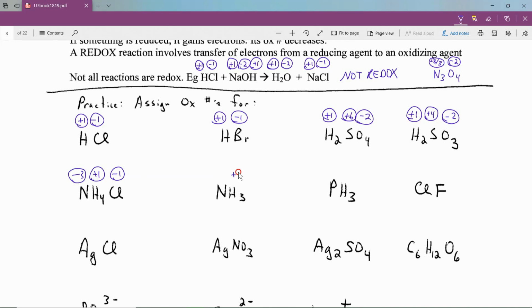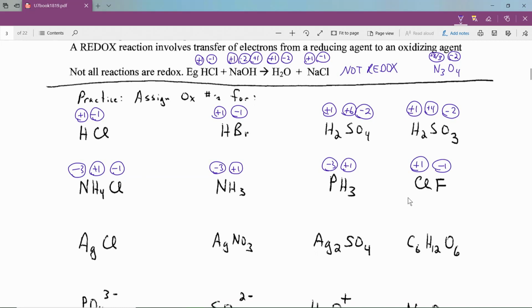NH3, we looked at that before. +1 and -3. PH3, +1 for the hydrogen, -3. ClF, okay, that's one we haven't looked at, but fluorine is more electronegative than chlorine, so it's going to be -1, and chlorine will be +1.